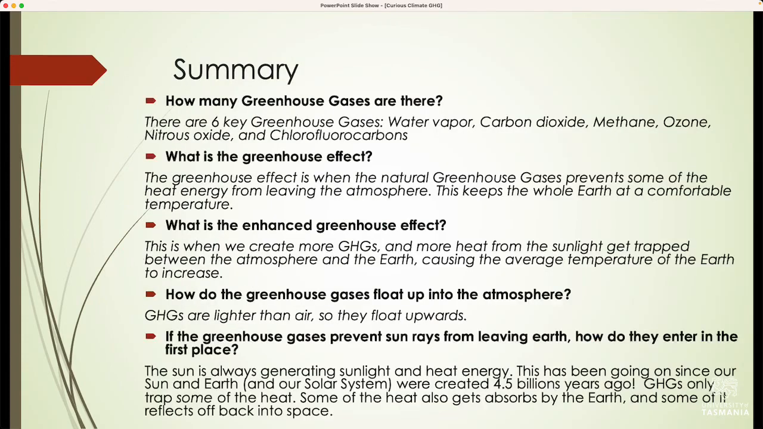So here's a summary of the key ideas in the form of the excellent questions that you asked. Please have a read through just to review your understanding.